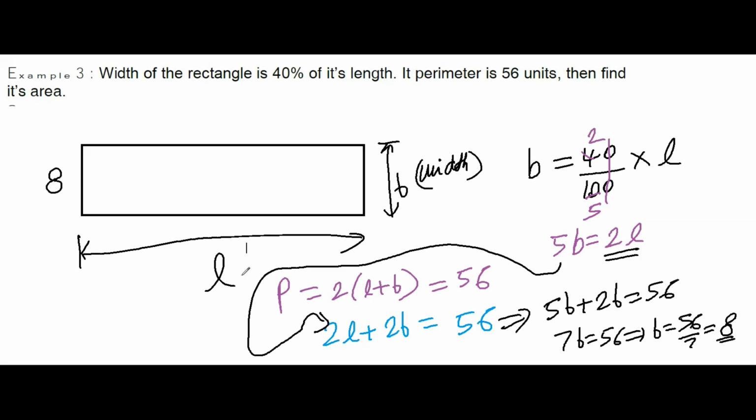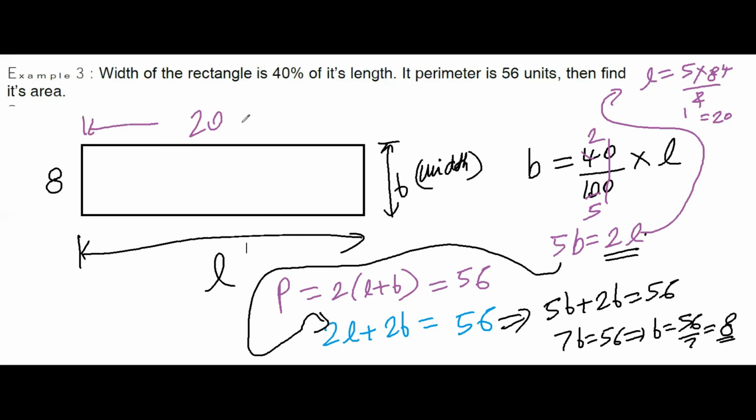Now how to find l? Here there is a formula for l. What is that? l is equal to 5 into b divided by 2. What is my b? b is 8. Divide by 2. So 2 1s are 2, 2 4s are 8, 5 4s are 20. So my length is 20. I have got this length as 20, and breadth as 8.